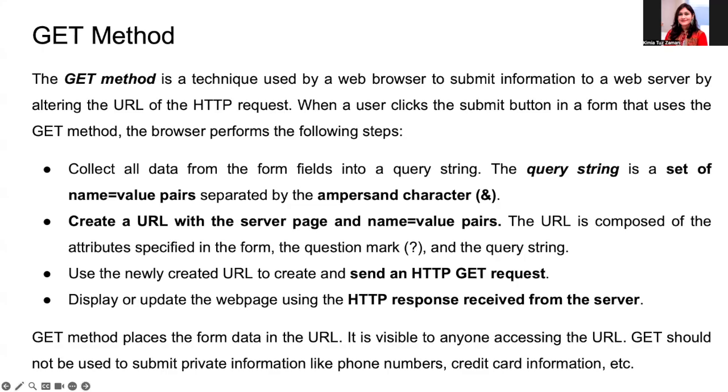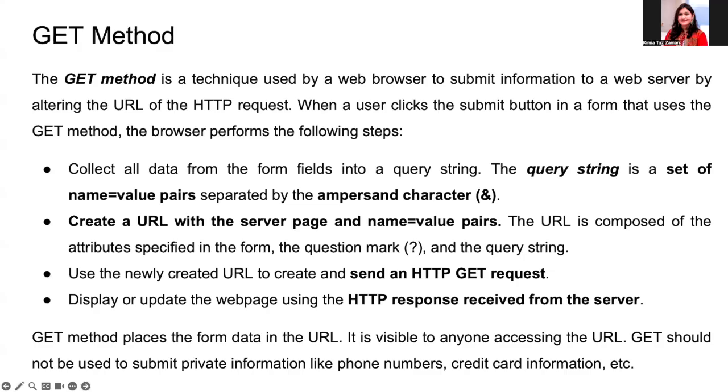So for example, if the user typed in their first and last name, the URL might look like http example.com/apply question mark first equal to Sarah and last equal to Connor. So this URL is then sent to the server as an HTTP GET request, and the server sends back a response to update or reload the page.